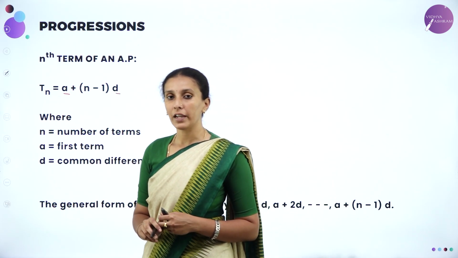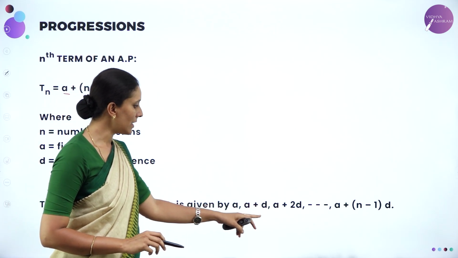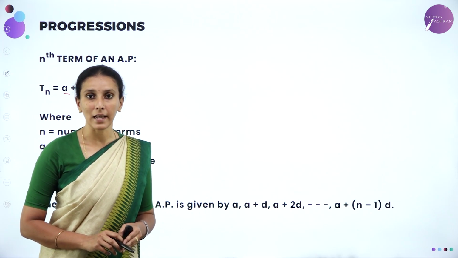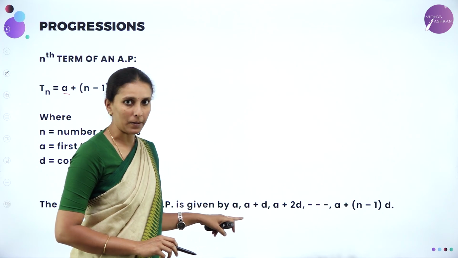The general form of an AP can always be expressed in the form of A, A plus D, A plus 2D, etc. and the last term as A plus (n minus 1) into D. So this is the arrangement of a sequence of an AP.